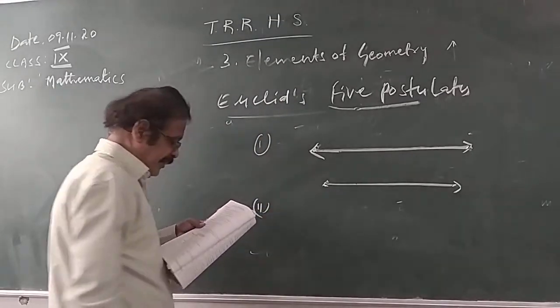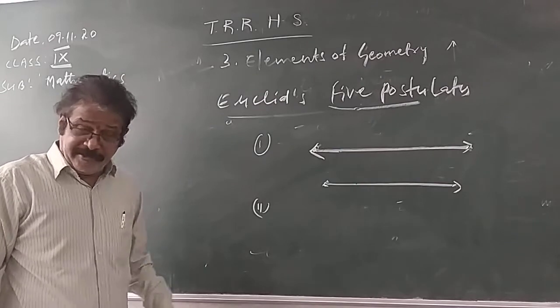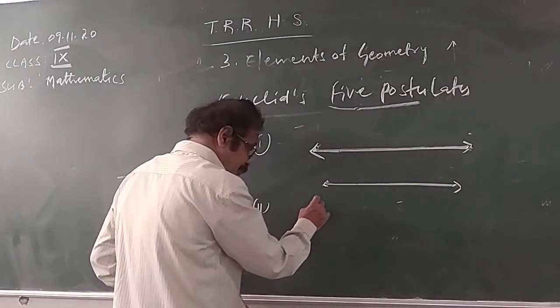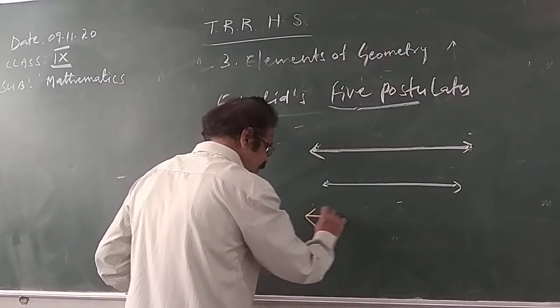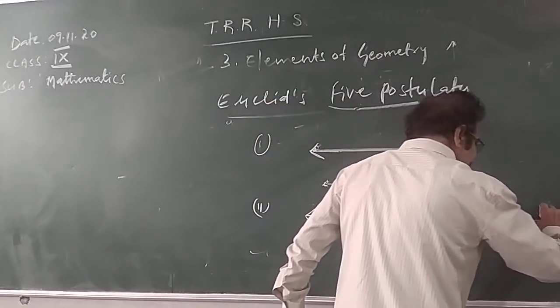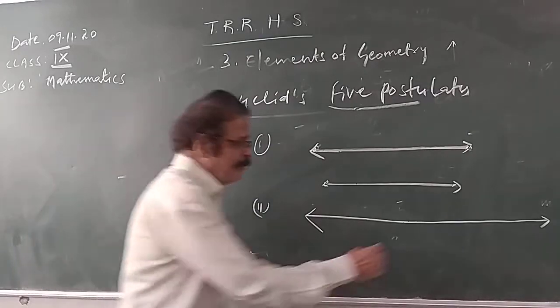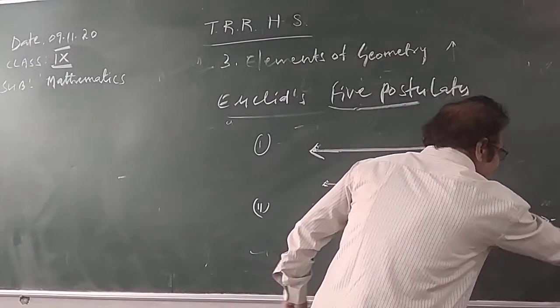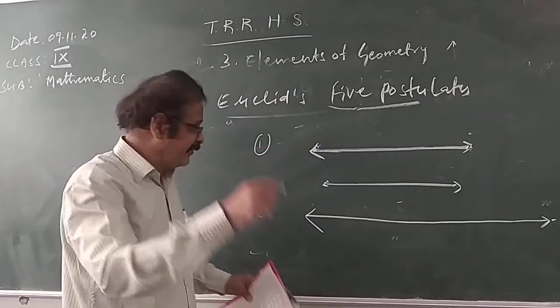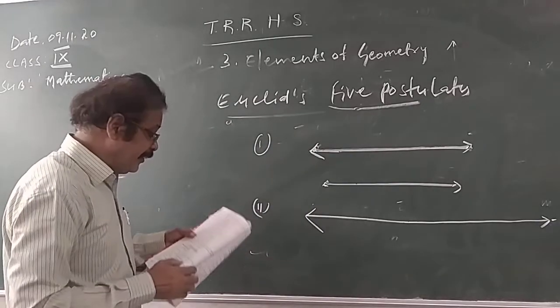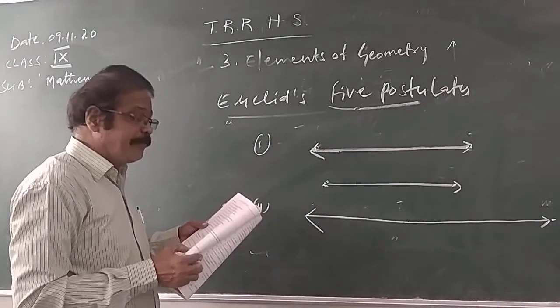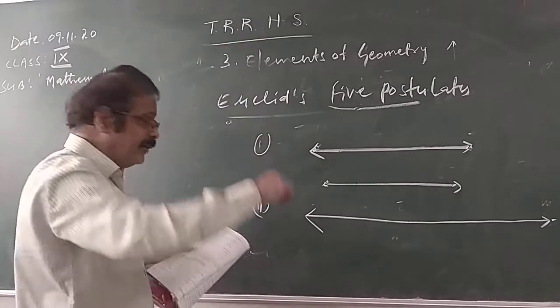Second postulate. A terminated line can be produced indefinitely. For example, a straight line is there. Like this, you can produce it indefinitely. There is no end. Indefinitely means endless. It can be extended like this. This is the second postulate. A terminated line can be produced indefinitely.